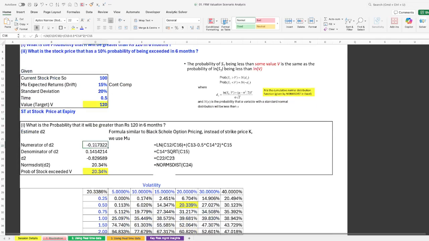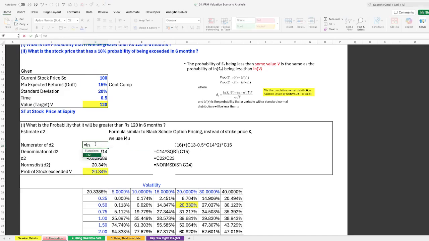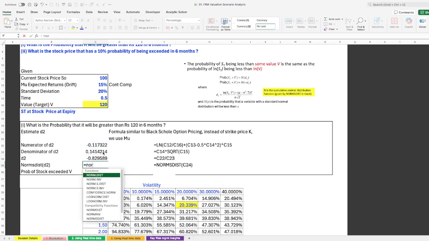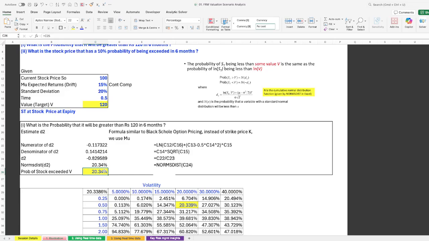Let's split the d2 formula into two. The numerator of d2 is the ln of the current stock price divided by the target value, plus the drift minus 0.5 times the standard deviation squared, multiplied by time. The denominator is sigma times the square root of time. So we have the numerator and the denominator, and we get d2. Now we take the NORMSDIST of d2, which gives the probability. The probability of the stock price exceeding 120 at time t is 120.34.